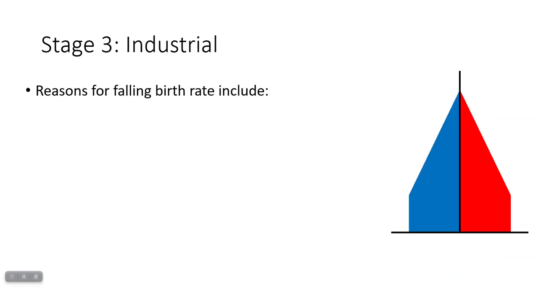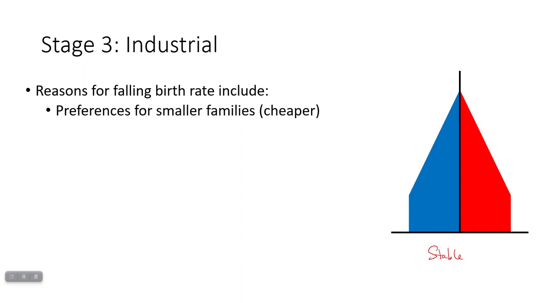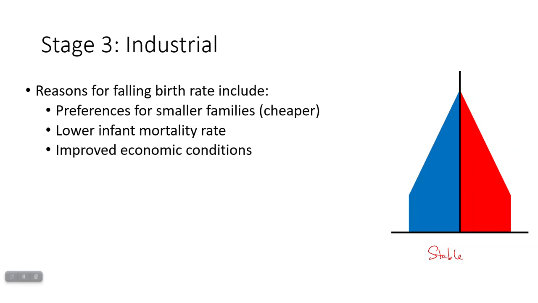In the industrial stage, you're going to start having a stable population with low growth, and the birth rate is going to fall, just like the death rate fell in the previous stage. And the reasons for this: when you're living in the cities, children can't contribute to the family's income because of child labor laws. So there's a preference for smaller families because they tend to be cheaper.